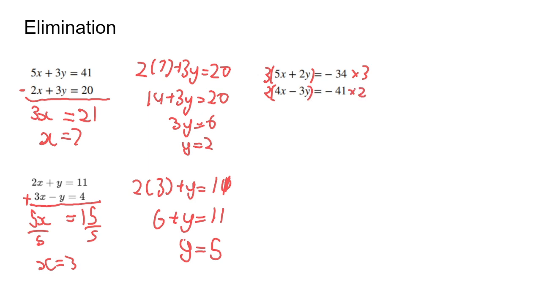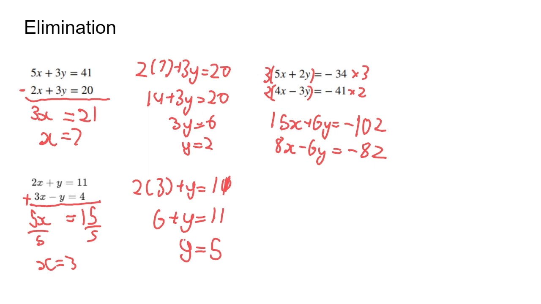This is kind of like if you're adding a fraction, you want to find the lowest common denominator. You want to find the lowest thing you can multiply by to get these two to be the same. So here we would get 15x plus 6y equals negative 102. And then here we have 8x minus 6y equals negative 82.